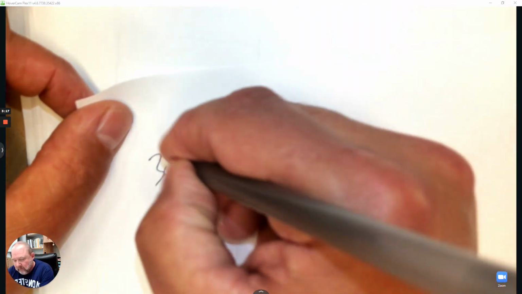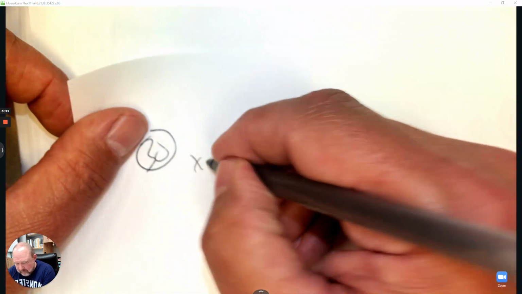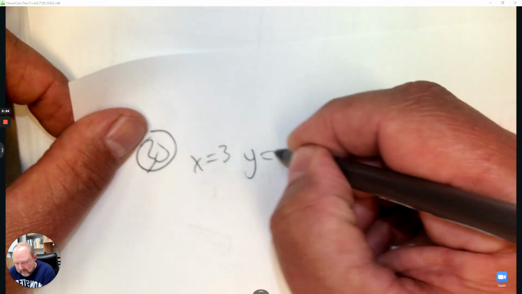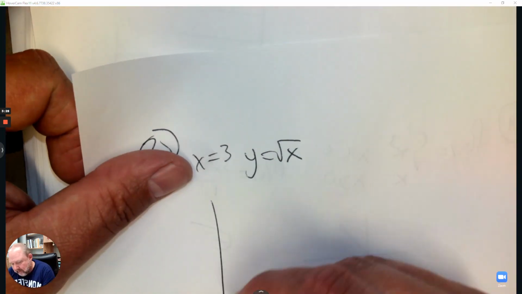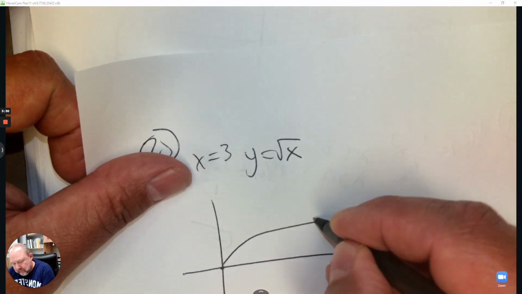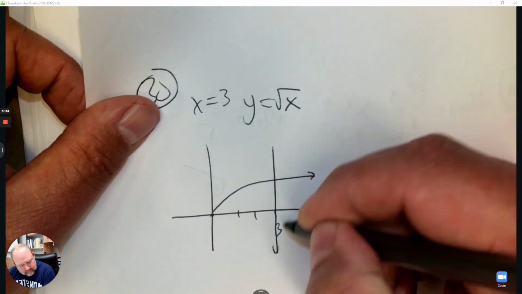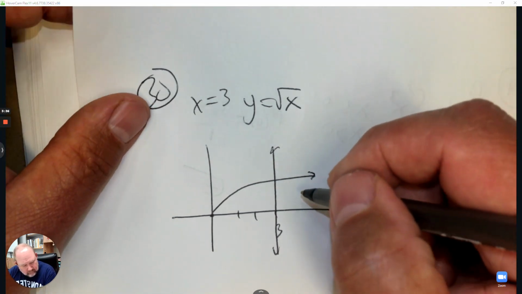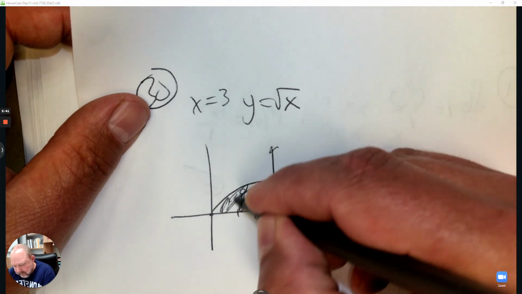What number was that? That was actually 27. I'm going with it. Number 30. We have x equals 3. We have y equals the square root of x. So I'm going to graph this. y equals the square root of x. You should be able to graph that. 3. And it's enclosed there. No spaces, right?